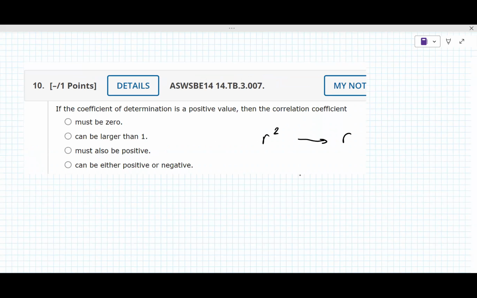Well, how do you go from R squared to R? Well, you take the square root. So if you recall, when you take a square root, it could be plus or minus. You remember that? So would it be the bottom one? Yes, exactly. All right.